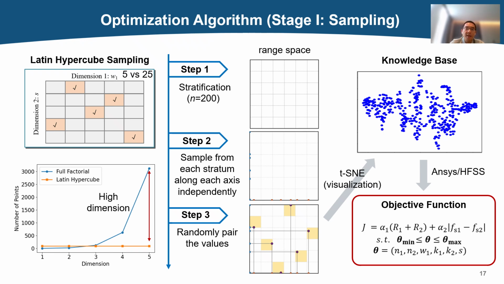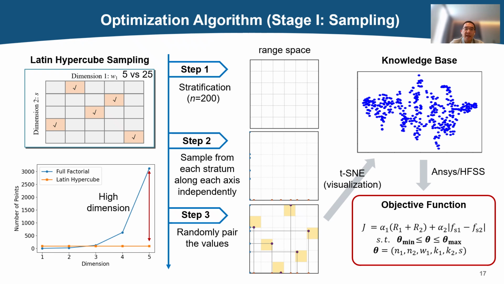The Latin hypercube sampling process begins with stratification, where the range of each parameter is divided into equal intervals. A sample is then randomly selected from each interval along each axis independently. Finally, the sampled values across dimensions are randomly paired to generate well-distributed sample sets. To visualize the six-dimensional parameter space, the t-SNE algorithm is applied to reduce the dimensionality to 2. This allows for clear visualization of the knowledge base.